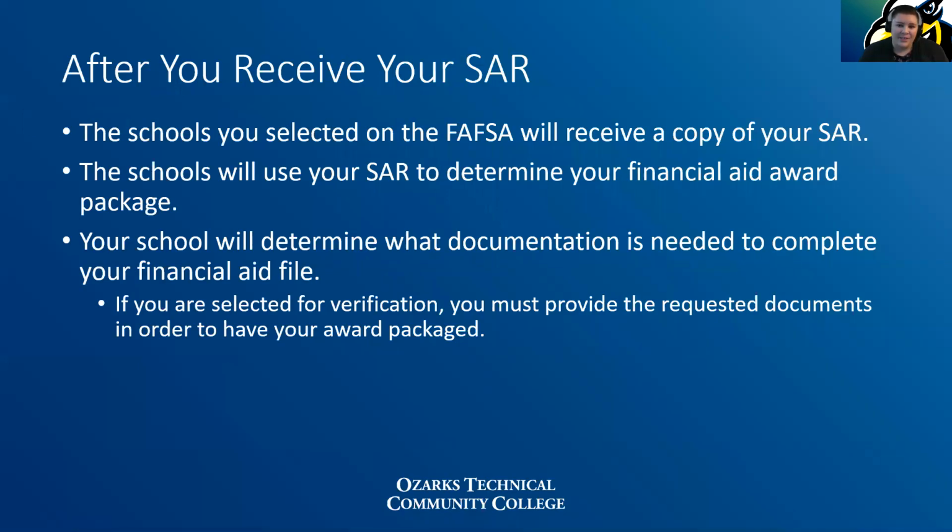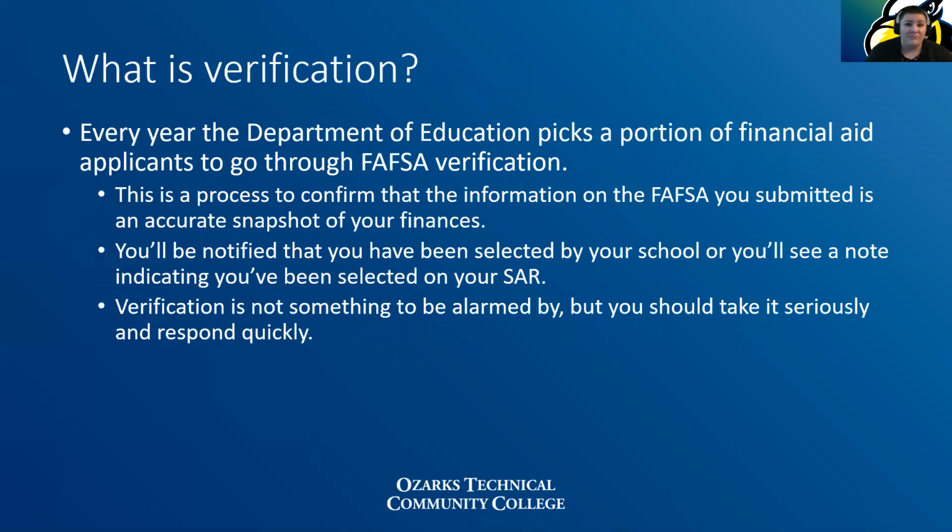So after you receive your student aid report, the schools you selected on the FAFSA will receive a copy of your student aid report as well. You gave them permission to receive it. The schools will use your SAR to determine your financial aid award package. Your school will determine what documentation is needed to complete your financial aid file. If you're selected for the process known as verification, you must provide the requested documents in order to have your award package. So verification is not optional.